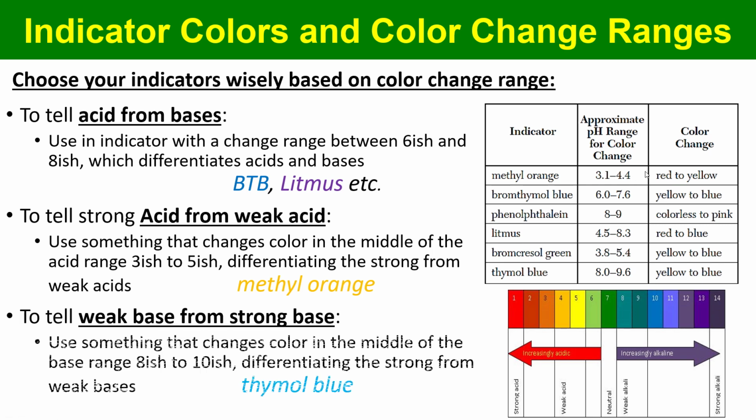Same with strong versus weak bases. You probably want something like thymol blue, which has a color change range of 8.0 to 9.6. So always choose your indicators wisely.